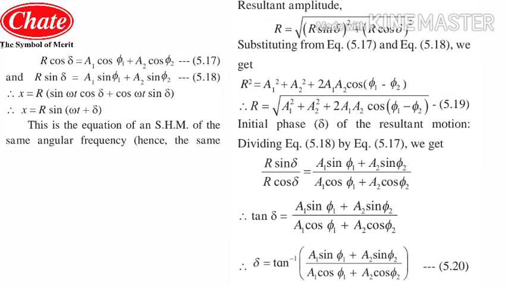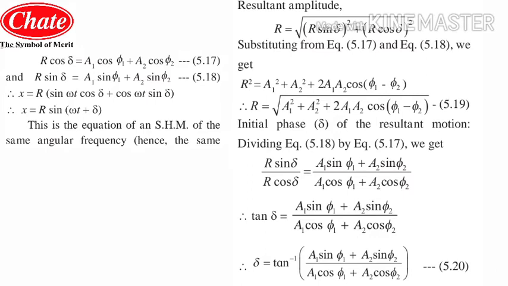But the same amplitude of r and the initial phase delta. Now students, if we have to calculate the resultant amplitude, then it will be, as you can see, r equal to root of (r sin delta) square plus (r cos delta) square. So this is the resultant amplitude we can calculate.